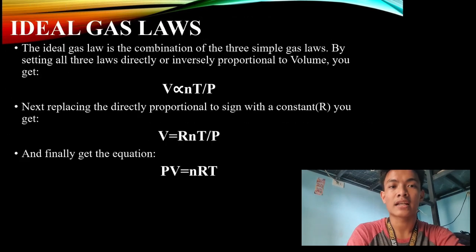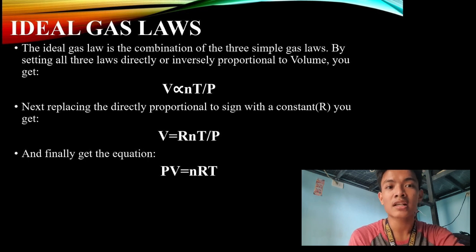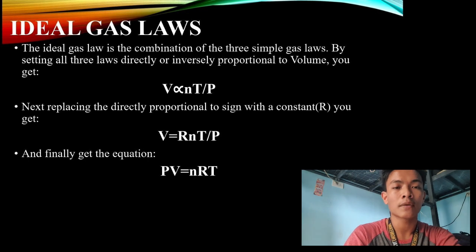Next is the ideal gas law. The ideal gas law is a combination of the three simple gas laws. By setting all three laws directly or inversely proportional to volume, you get V proportional to nT over P. Next, replacing the proportional sign with a constant R, you get V equals R n T over P.